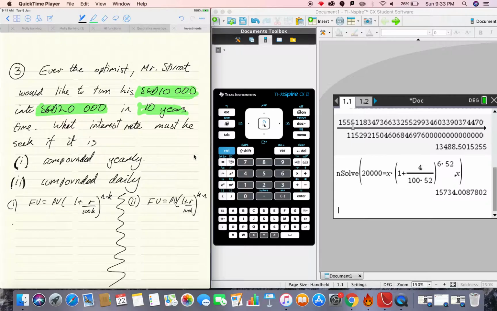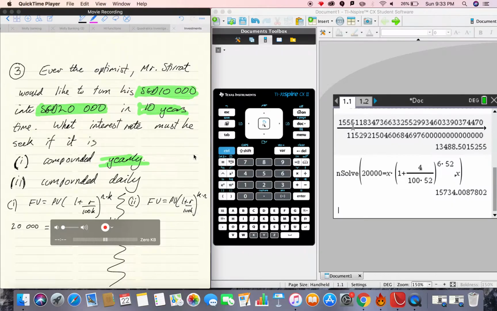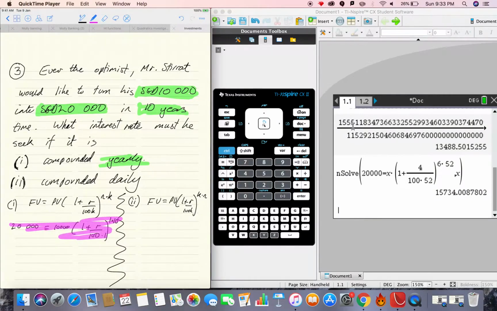So the final value is 20,000. Present value is 10,000. 1 plus r, we're trying to find, over 100. So for part 1, it's compounded yearly. So that's just k is 1, and then 1 times by for the k, and then n is 10. And that's it really.